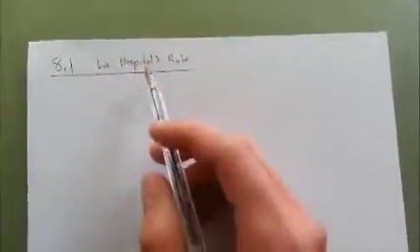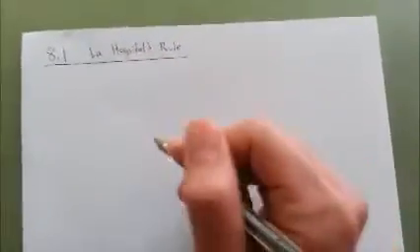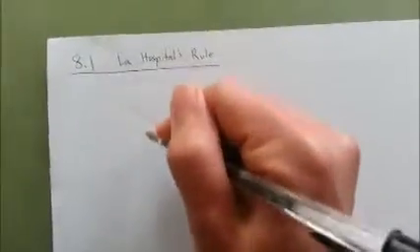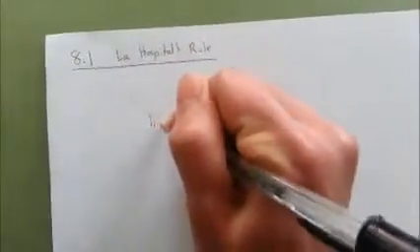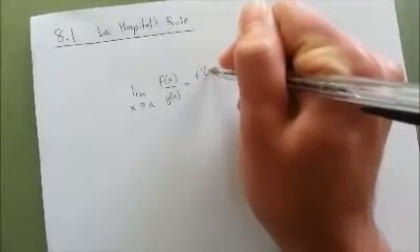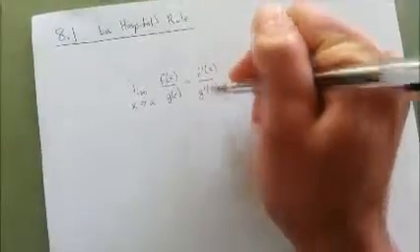This is 8.1, L'Hopital's rule. The basic idea that you have to get from this chapter is that the limit as x approaches a of f of x over g of x equals f prime of a over g prime of a.